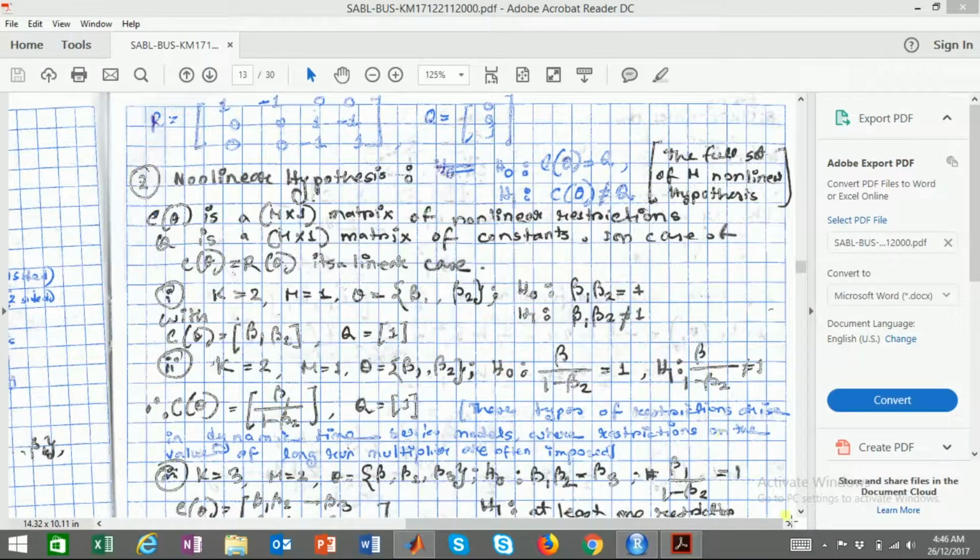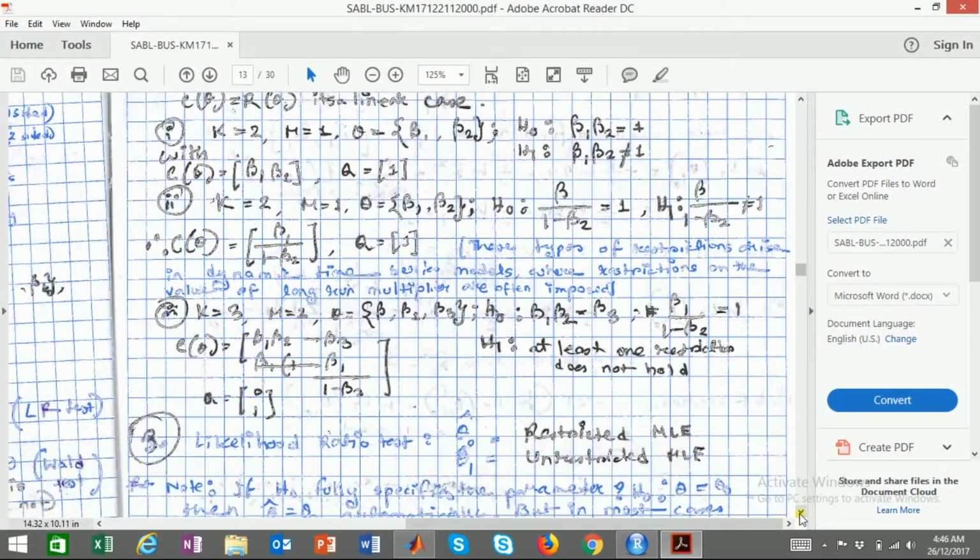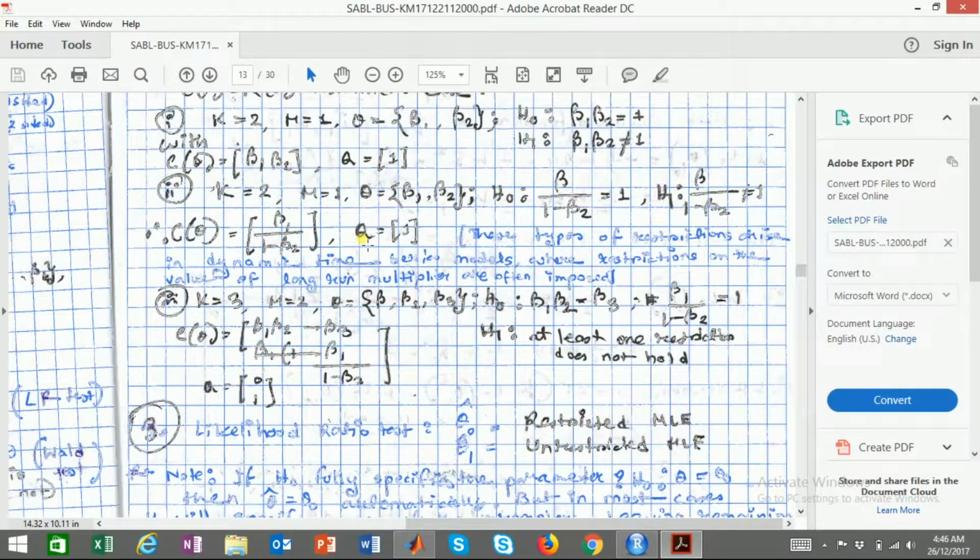In another case, there are two parameters, one nonlinear hypothesis, and the null is beta 1 divided by 1 minus beta 2 equals 1, the alternative is beta 1 divided by 1 minus beta 2 not equals 1. The C theta restriction is beta 1 divided by 1 minus beta 2. Simply these types of restriction arise in dynamic time series models, where restrictions on the value of the long run multiplier are often imposed, and Q is 1.